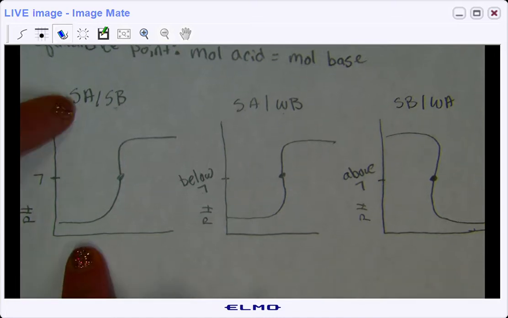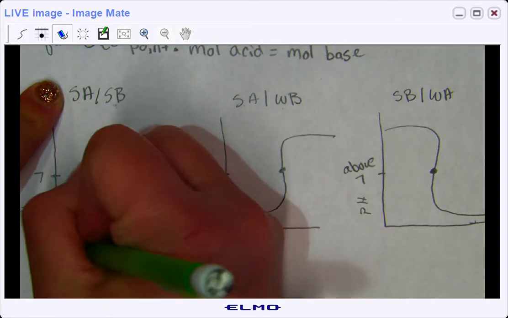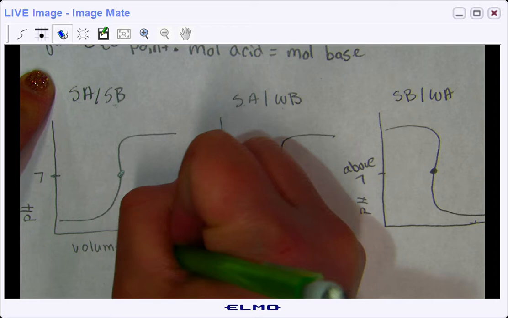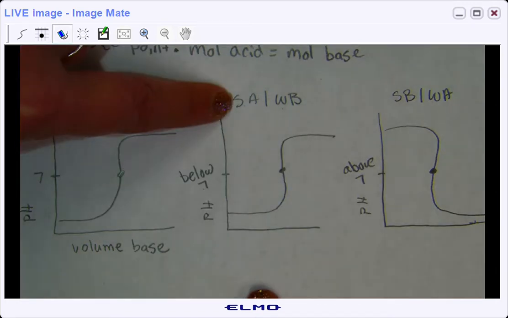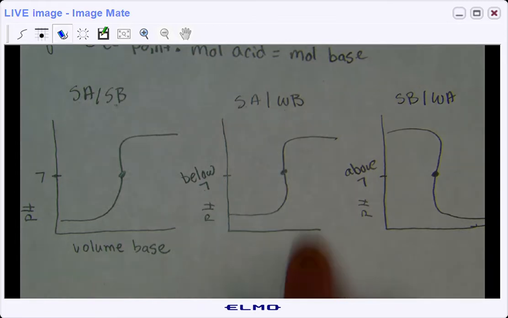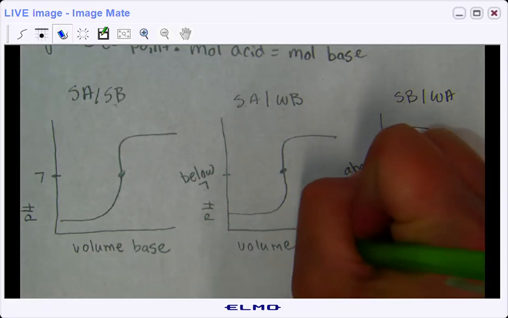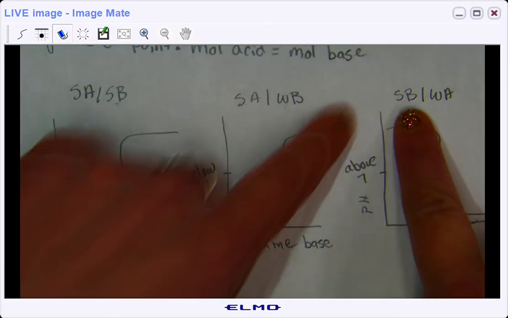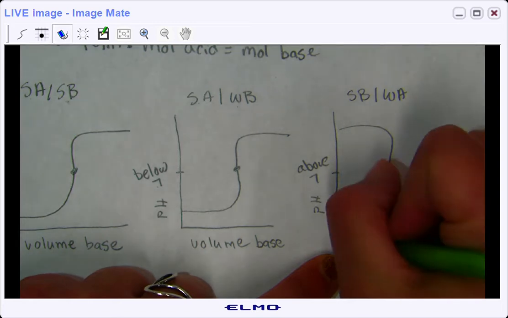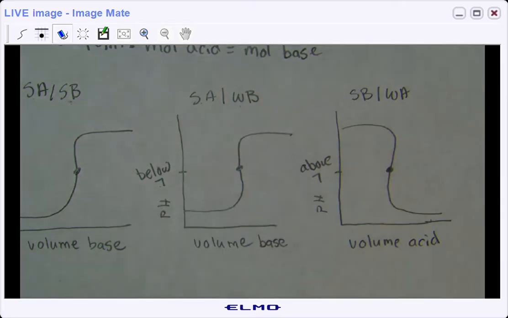If I start with a strong acid, then I am adding a base, so this would be the volume of base. If I start with a strong acid with a weak base, I'm still adding a base, so this is the volume of base. And if I start with a strong base, I'm adding an acid, so this is the volume of acid. And this is kind of where we're going to stop until we get to the AP portion of this course.